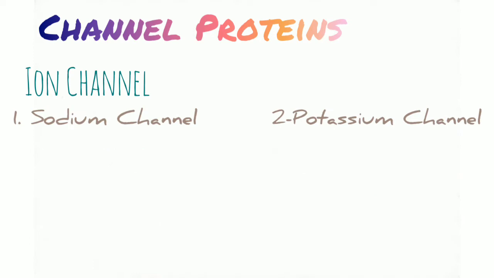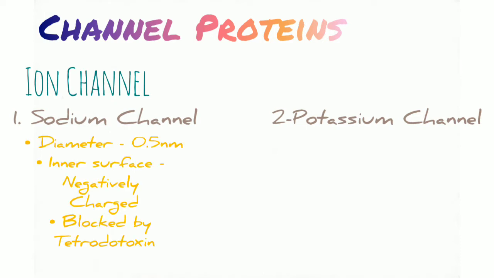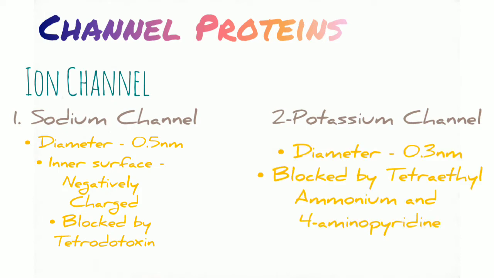In turn, we have two types of ion channel. One, the sodium channel, and the second is the potassium channel. The sodium channel has a diameter of 0.5 nanometer. The inner surface of the sodium channel is negatively charged. Sodium channel can be blocked by tetrodotoxin. Second, the potassium channel. Potassium channel has a diameter of 0.3 nanometer.